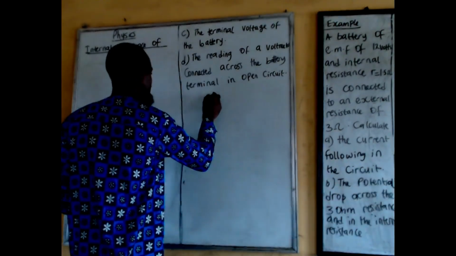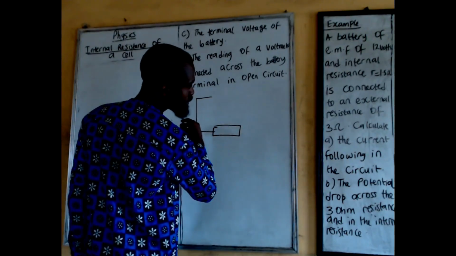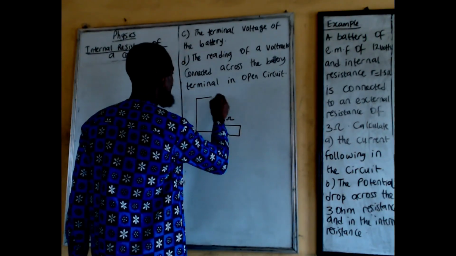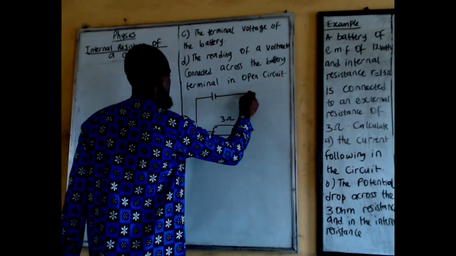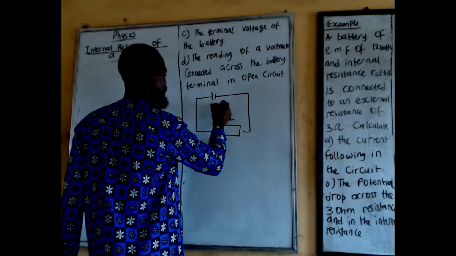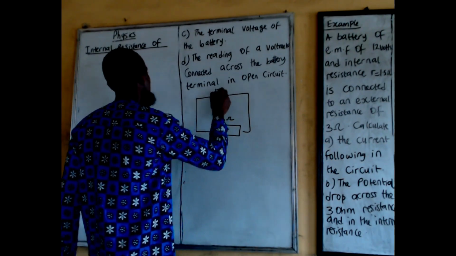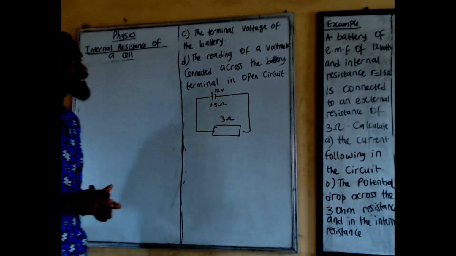If we have to draw this, it will be something of this nature. External resistance will be 3 ohms. We only have one battery. Now the internal resistance of the battery is 1.5 ohms, while the EMF of the battery is given as 12 volts. So this picture illustrates what is given.